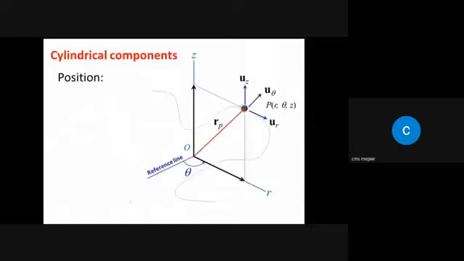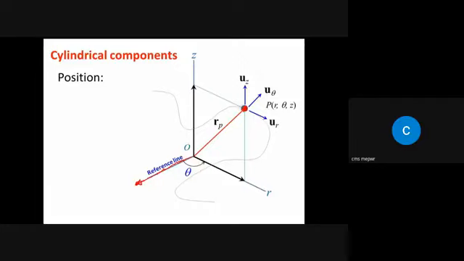Now let's define the same position by using the polar coordinate system. So let's say this is the reference line. This is the position where we want to reach. First what we will do, we will define R. Let's say this is our R.